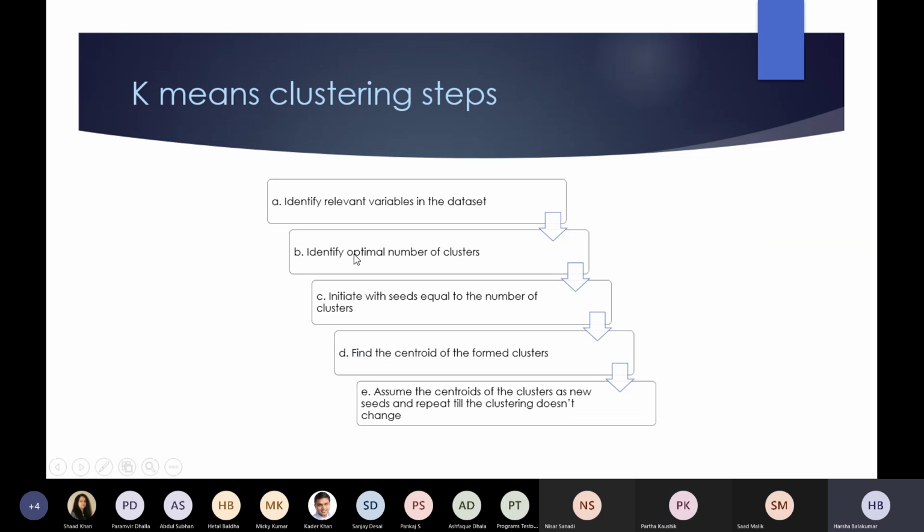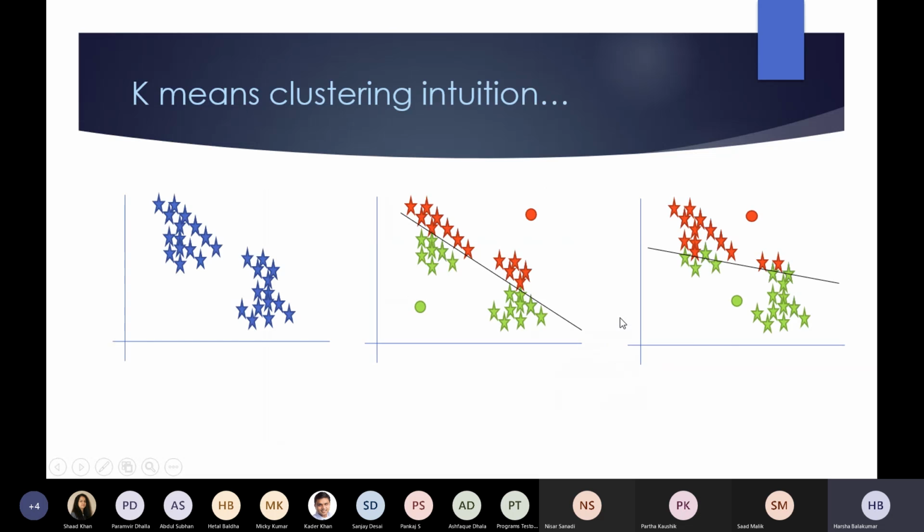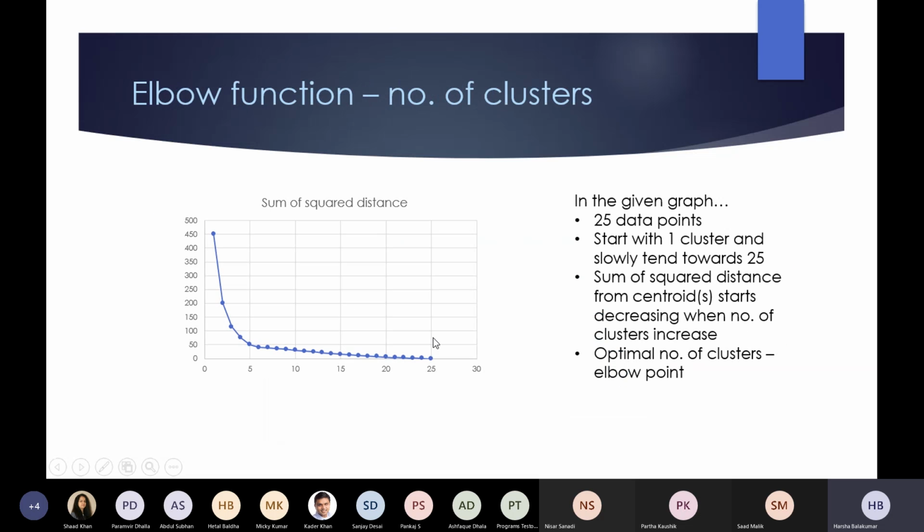And there was one question we mentioned: identify the optimal number of clusters. How do we find what is optimal for a particular data set? We don't have much information, right? So in this diagram, if you see, there are classes like blue giants, red supergiants, red giants, main sequence and white dwarfs. So 1, 2, 3, 4, 5. 5 clusters are formed. So how do we know whether it is 5? What we can do is use something called the elbow function.